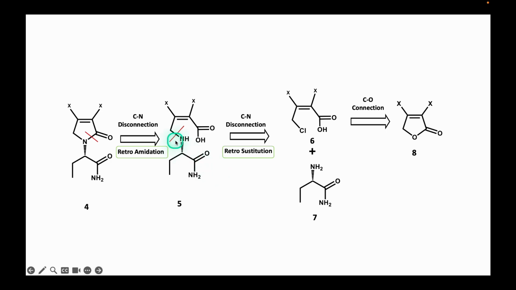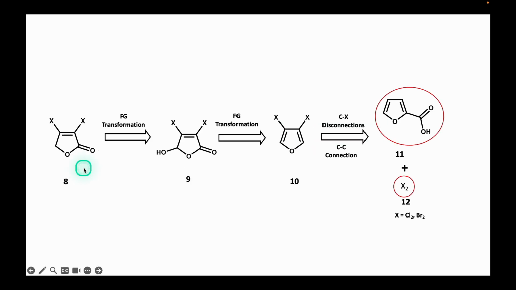A second carbon-nitrogen disconnection of 5, based on a substitution reaction, gives rise to the chlorocarboxylic acid 6, and the aminobutyramide 7. The 1,5 relationship between the hydroxyl group and the carbon bonded to the chlorine atom in 6 suggests the formation of a carbon-oxygen connection to produce the unsaturated lactone 8.